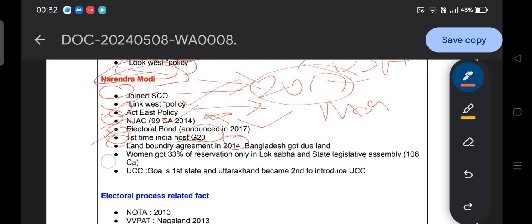Moving to the next, women got 33% reservation only in the Lok Sabha and State Legislative Assemblies under the 106th Constitutional Amendment Act. This is going to be very, very important, so they can ask questions on it. You need to remember which amendment, the 106th, and what the provision is: reservation in the Lok Sabha and State Legislative Assemblies, not the Rajya Sabha or the State Legislative Council. So do remember that.